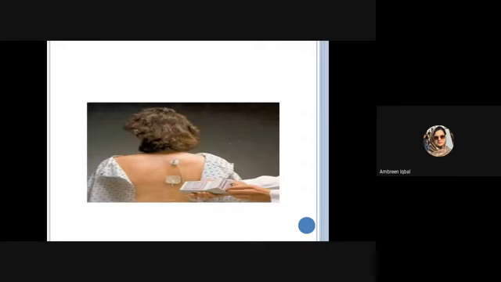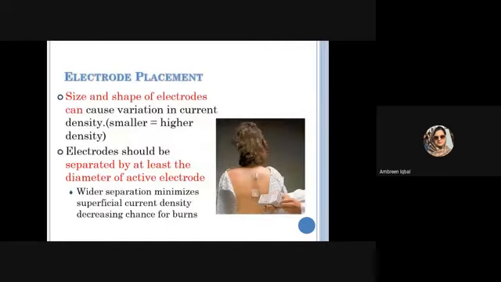The size and the shape of the electrodes can cause variation in the current density; the smaller the size, the higher the density. Electrodes should be separated by at least the diameter of the active electrode. Wider separation minimizes superficial current density and decreases the chances of burns.